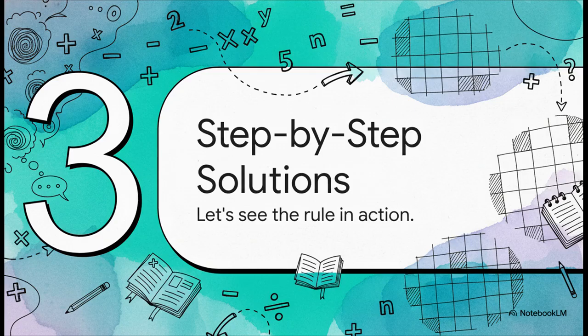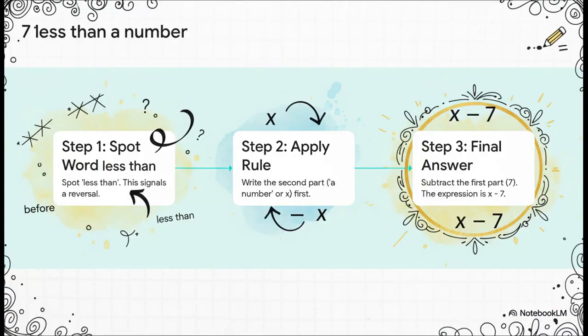The best way to really make this rule stick is to see it in action. So let's walk through a few examples together, starting basic and working our way up, applying our new rule step by step. Let's go back to our original problem, 7 less than a number. Okay, step 1, we spot our turnaround phrase, less than. Ding, ding, ding, that's our signal. Step 2, we apply the golden rule. We write the second part, a number, which we'll call x, down first. Step 3, we write our minus sign, and then the first part, which was 7. And boom, there it is, x minus 7.